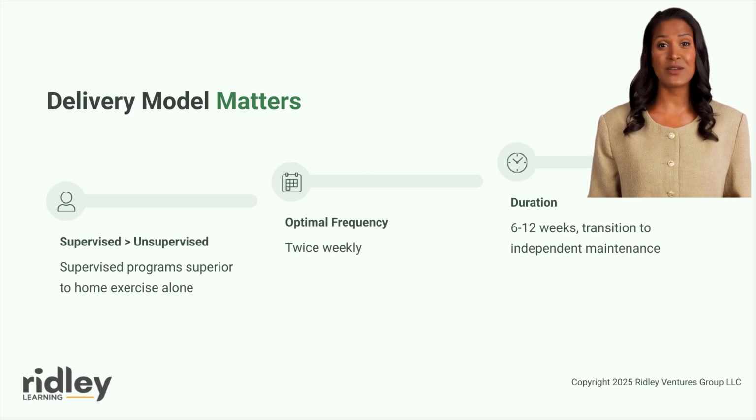This frequency provides sufficient contact to ensure proper technique and appropriate progression while allowing adequate recovery between sessions for physiological adaptation. Programs of 6 to 12 weeks duration demonstrate meaningful improvements in most outcome measures, though some patients may benefit from extended treatment. The initial supervised phase should transition to independent home exercise as patients demonstrate competence and symptom stability, with periodic reassessment to ensure continued progress and address emerging issues.